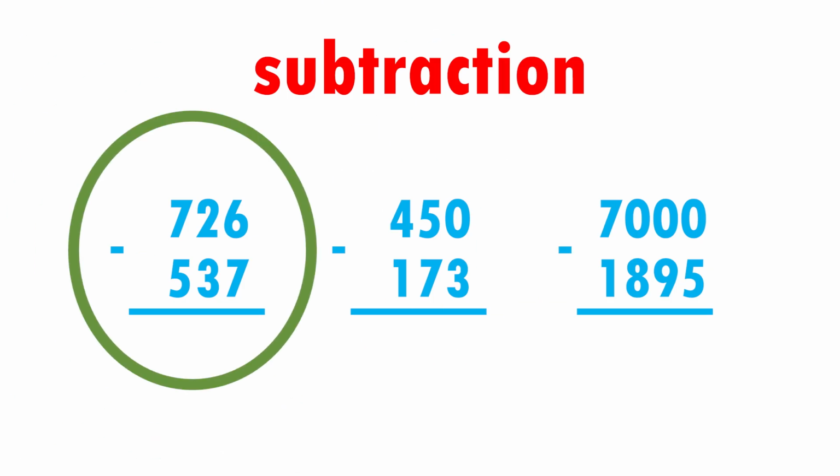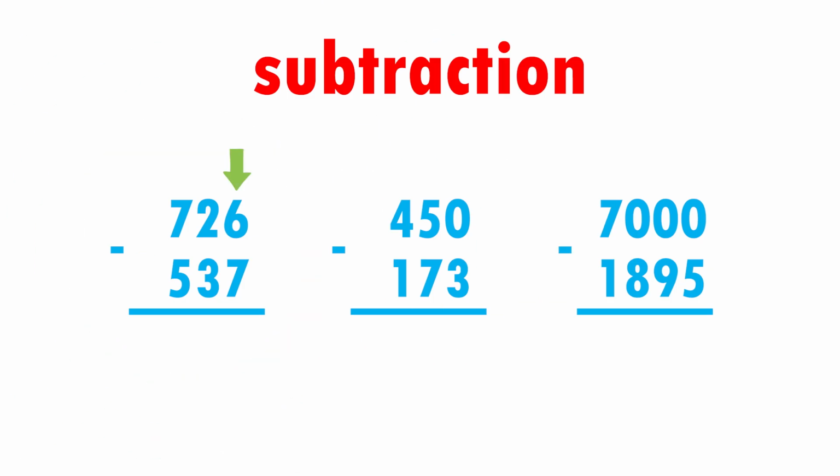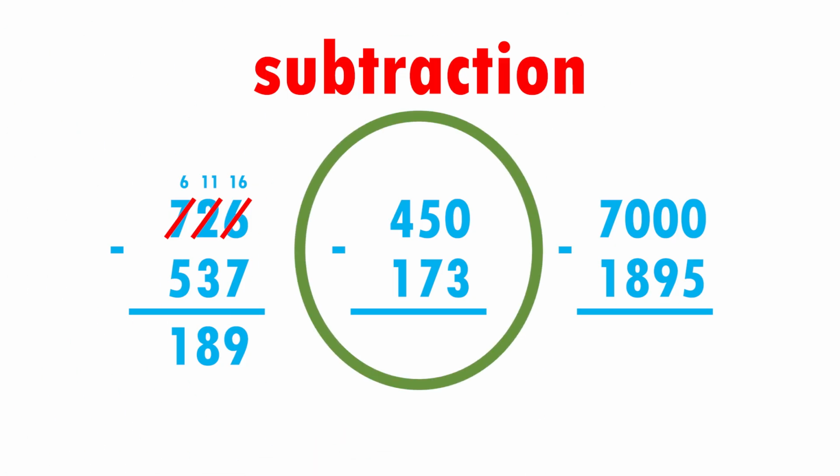First, 726 minus 537. Start with the ones. We can't subtract 7 from 6, so borrow 1 from the tens. The 6 becomes 16, and the 2 becomes 1. 16 minus 7 equals 9. Tens, we can't subtract 3 from 1, so borrow 1 from the hundreds. The 1 becomes 11, and the 7 becomes 6. 11 minus 3 equals 8. Hundreds, 6 minus 5 equals 1. The difference is 189.